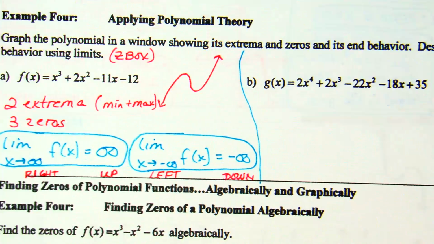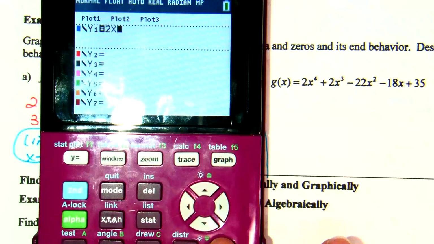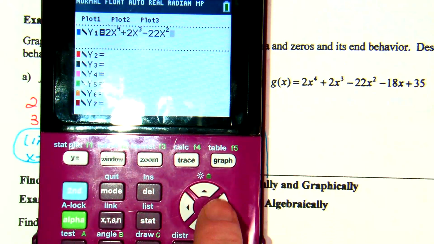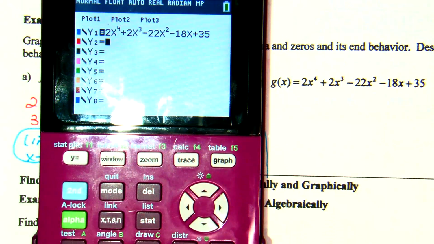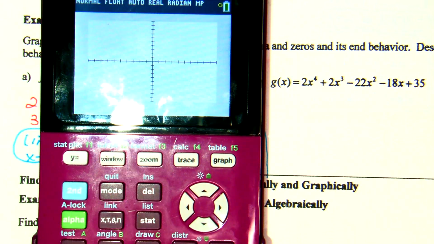Okay, get them graphed. Can you guess more what this graph looks like? Taylor Swift, we are not. Two x to the fourth plus 2x cubed minus 22x squared minus 18x plus 35. Okay, I might go back to Zoom 6 because who knows. Yeah, I know I have to zoom out and then Z-box.